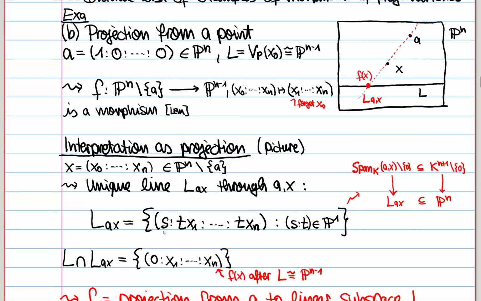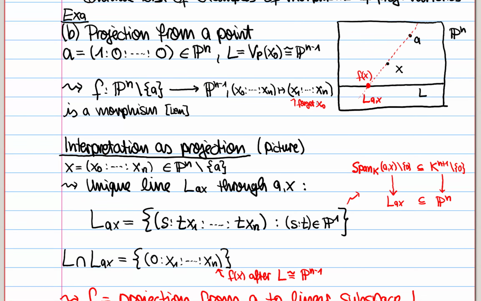But in this representation, that just corresponds to setting s equal to 0. And then the remaining term is just x1 up to xn. We can choose t to be 1 in this case, for example. And then we saw this hyperplane at infinity. To identify it with P^(n-1), we just remove the first coordinate, and then we get this vector x1 up to xn, which is exactly f of x.